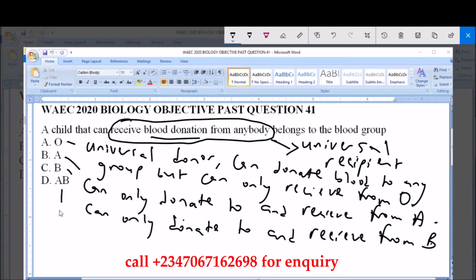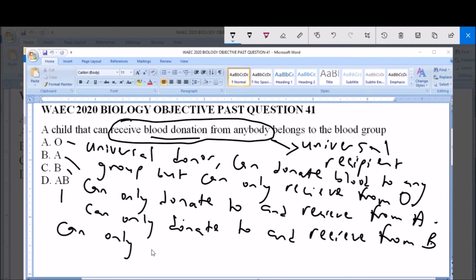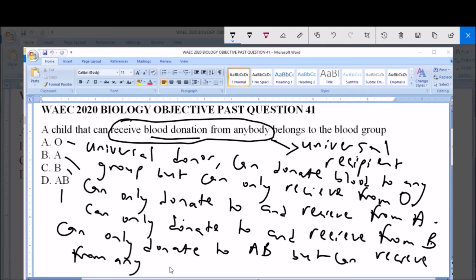Now, the blood group AB can only donate to AB, but can receive from any of the blood groups. So blood group AB can receive blood donation from any of the blood groups, from A, from O, from B. So blood group AB is known as the universal recipient, which is the correct answer to this question, option D, AB. So a child that can receive blood donation from anybody belongs to the blood group AB.